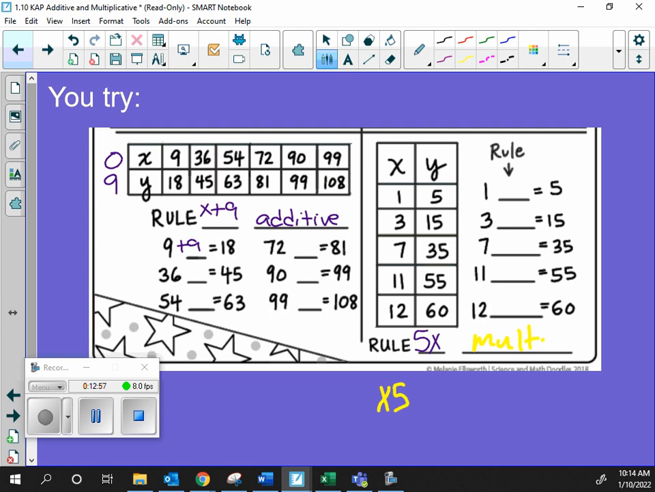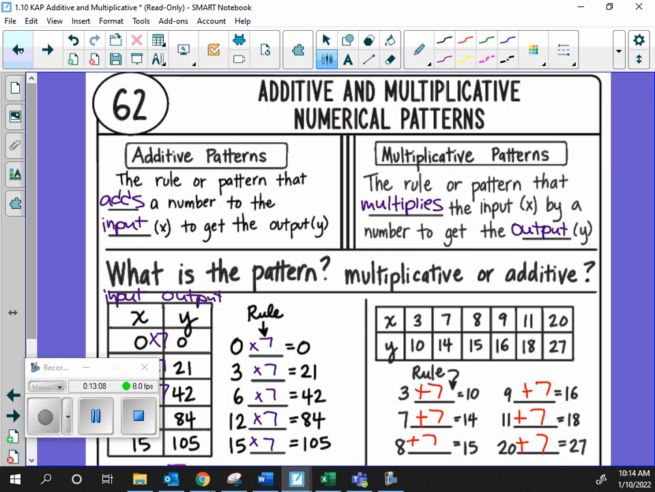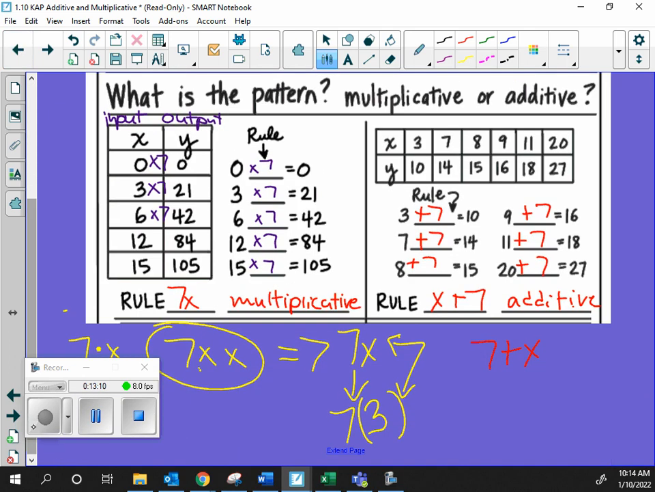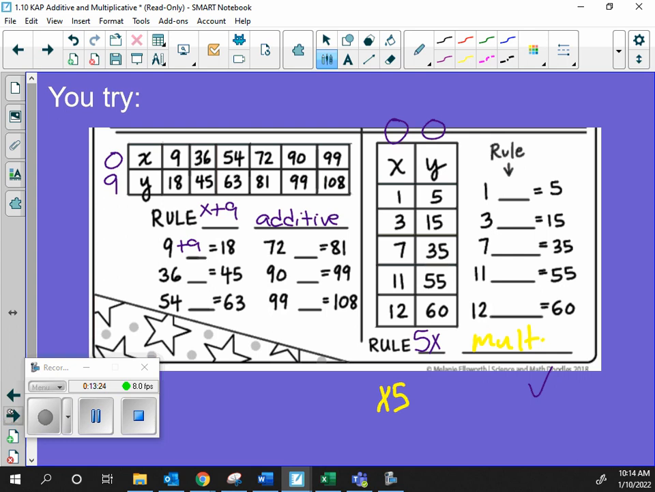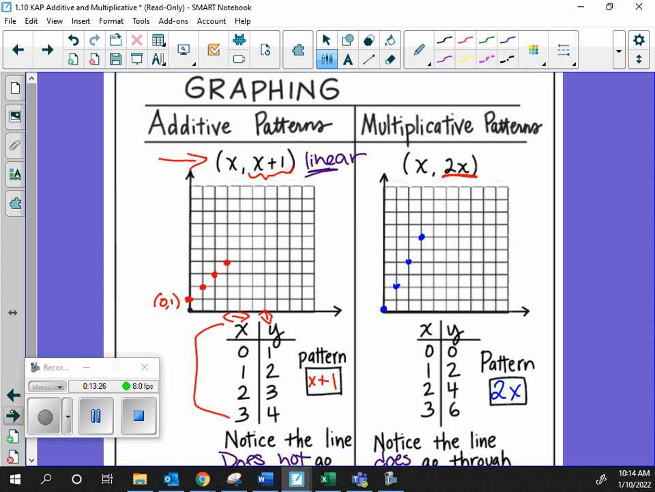Okay, over here, my rule was 5 times x. If I put in 0, 5 times 0 gives me 0. Does that go through the origin? Okay, so that rule holds up. Let's go back. Okay, let's just look at lots of examples. We said our rule was 7 times x. If I put in 0, what would I get out? 0. Okay, works out. It's going to work every single time because if I multiply something by 0, it will always be 0. Okay, it will always go through the origin on a multiplicative relationship. Are we good with that? Yes, ma'am.